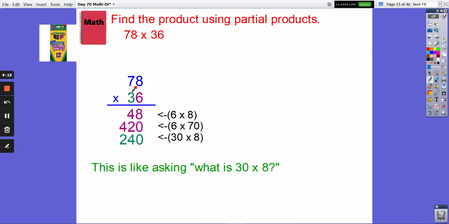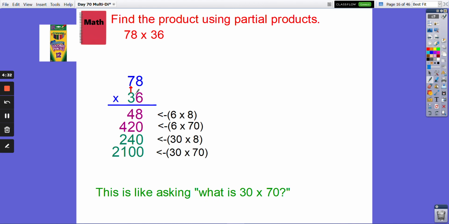Then we move on to the 3. That 3 is actually worth 30. It's not just a 3. That's 3 tens that we see. That 3 is in the tens place, so that's worth 30. 30 times 8 ones gives us, let's see, 3 times 8 is 24, so 30 times 8 gives me 240. Then we do our 3, but it's 3 tens or 30 times 7 tens or 70. 3 times 7 is 21, but 30 times 70 is 2,100. Just because you see it as a 3, we pay attention to that place value because that's what's important here.